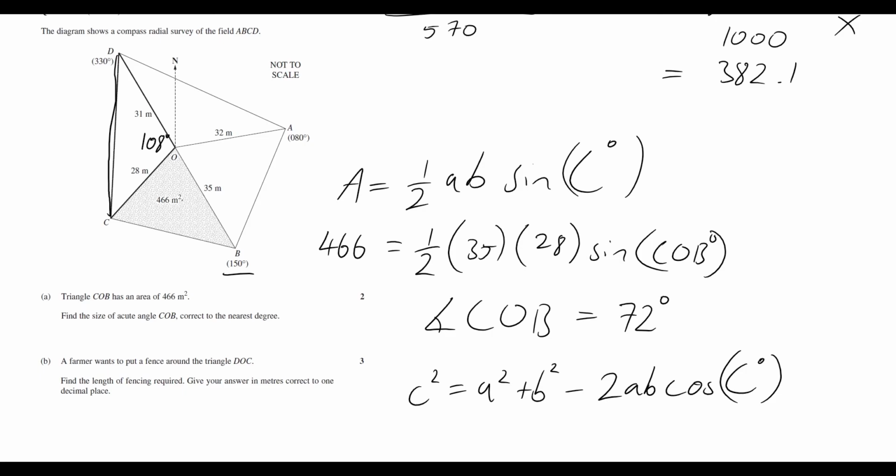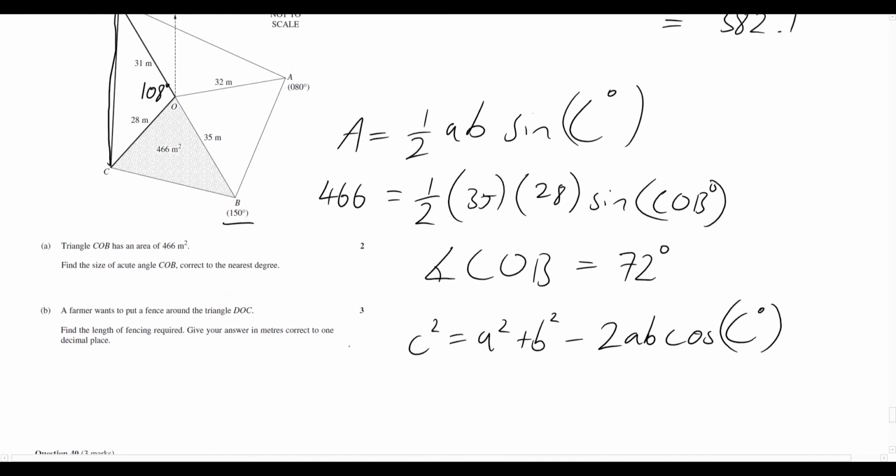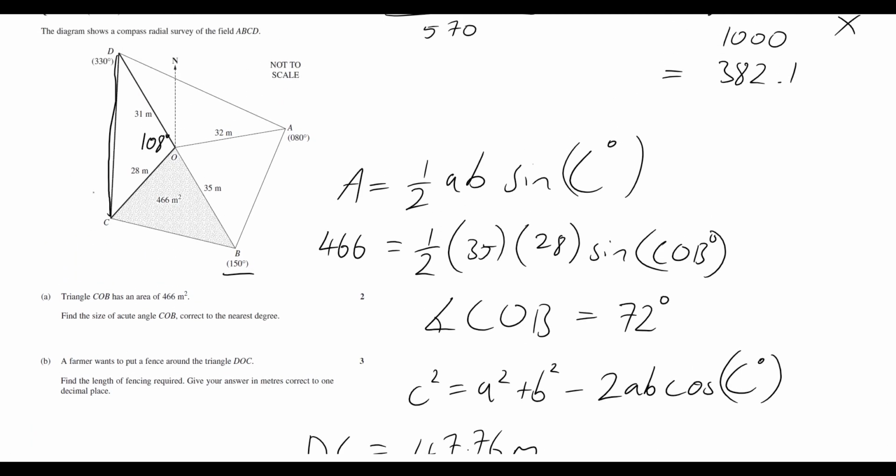Okay, so now we know the angle, we know A and we know B, and now we just need to figure out C. So substituting all those values into this formula, and don't forget to take the square root of that entire right-hand side, we find that the side length DC is now going to be equal to about 47.76 meters.